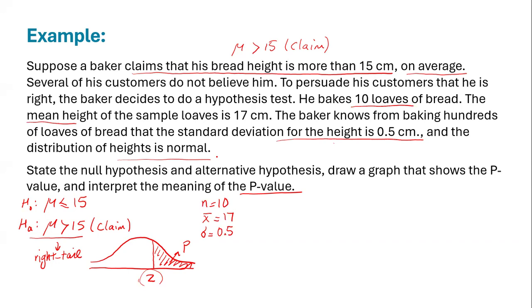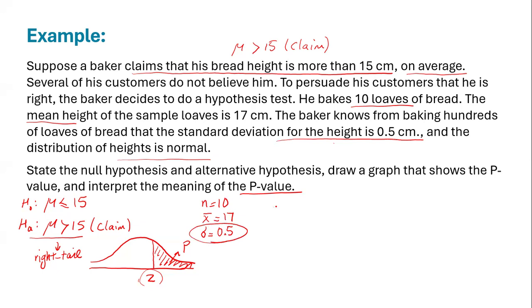I have to write the null and alternative hypotheses. We have them here. Now I have to find the test statistic. We have two test statistics, Z or T. Which one are we going to use here? We're going to use Z. Why? Because sigma is known. When sigma is known, we use Z.